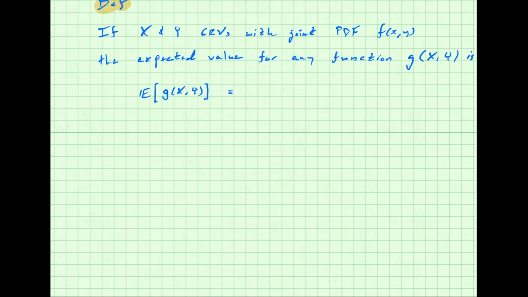You integrate over all of x, from minus infinity to infinity, and I'm using my left-hand justified integration notation. Then integrate over all of y. Then we put the value of the function times the joint probability density function. Hopefully that looks exactly as you would have imagined it would.